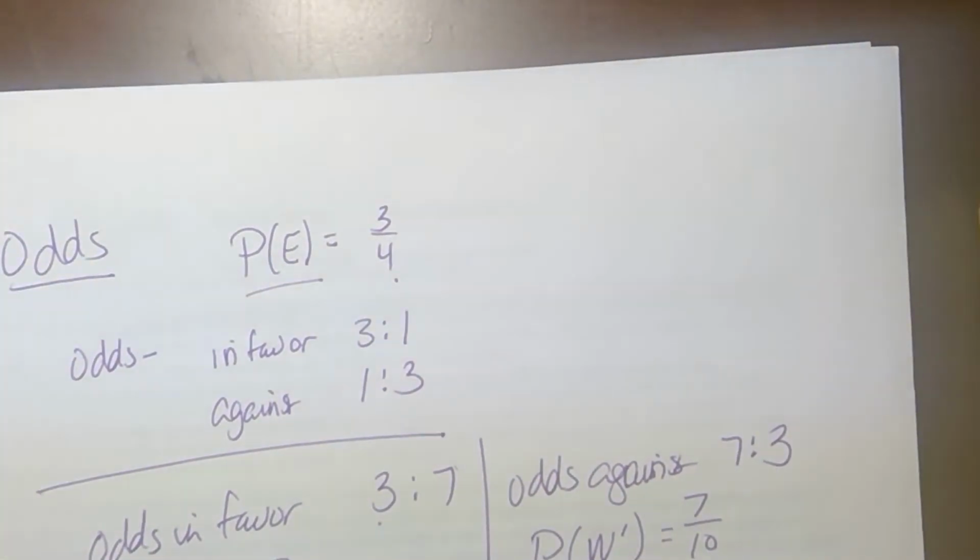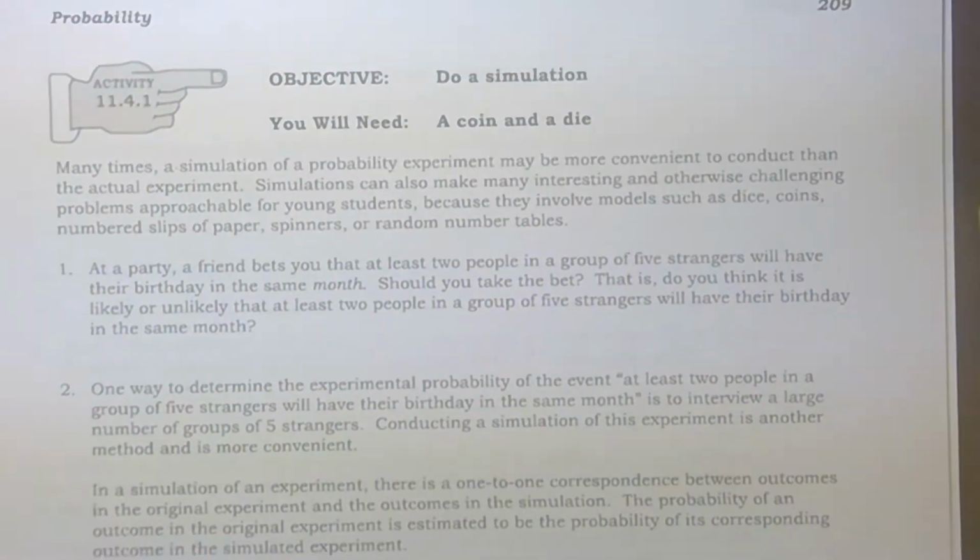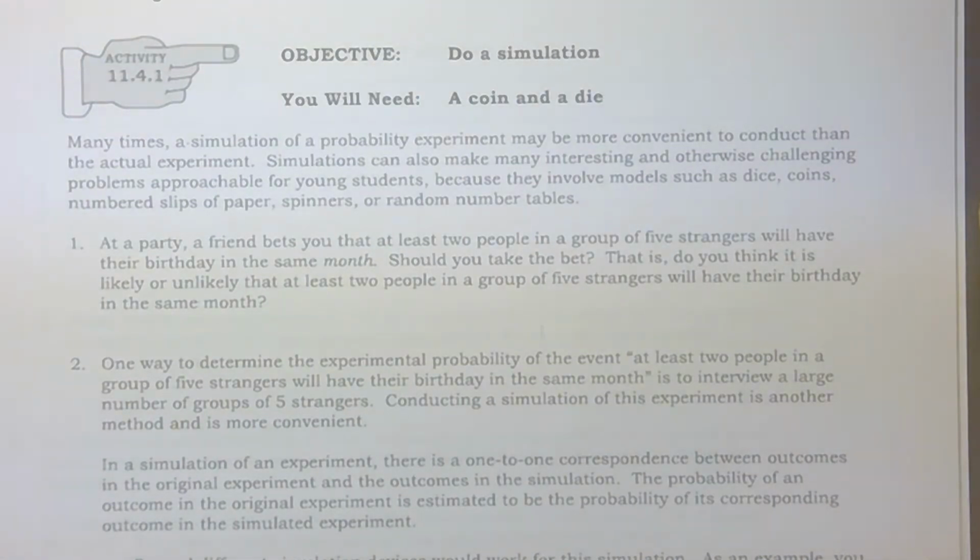Okay, so now let's talk about a simulation. This particular simulation, go ahead and read the setup before you go forward with the video and see what you think. Basically, should you take the bet that if you're standing in a group of 5 people, at least 2 of those 5 people are going to be born in the same month? What do you think? Do you think it's likely or unlikely that at least 2 people in a group of 5 will have their birthday in the same month?